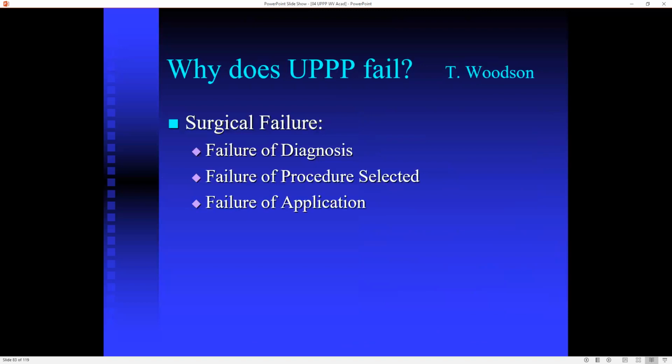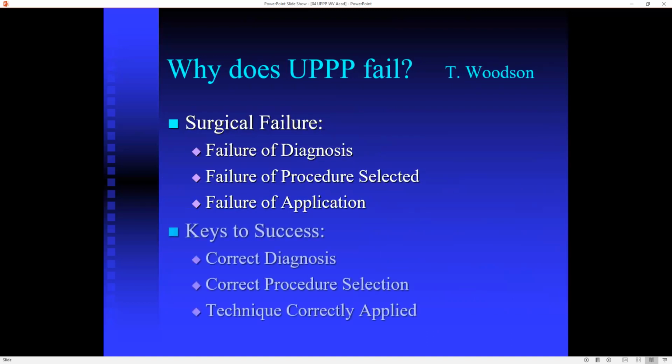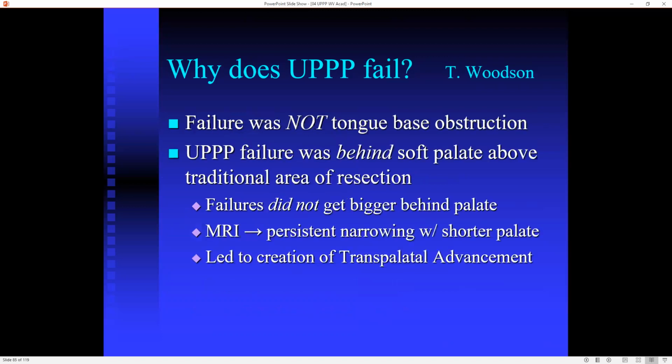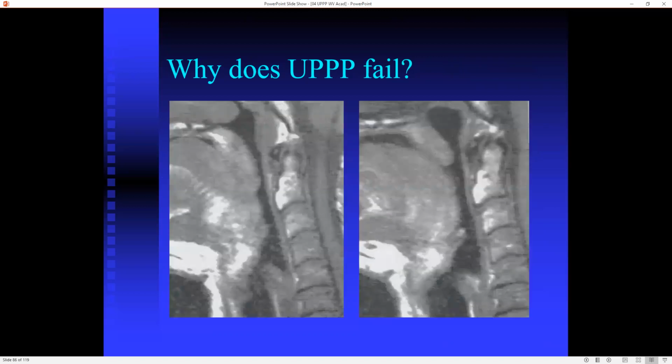So surgical failure can be failure of diagnosis, failure of the procedure selected for the anatomy, and maybe failure of application, your applied talent in the particular case. So the key, of course, is correct diagnosis, correct procedure, and then the technique is correctly applied. Woodson said it wasn't the tongue base, but it was behind the soft palate. And the failures did not get bigger behind the soft palate. I'll show you the imaging here in a moment. And so this led him to develop transpalatal advancement.